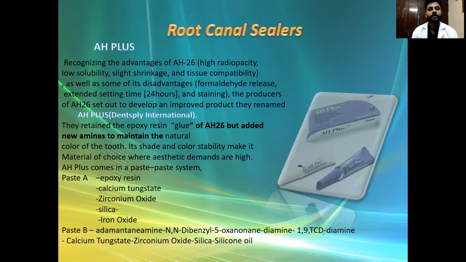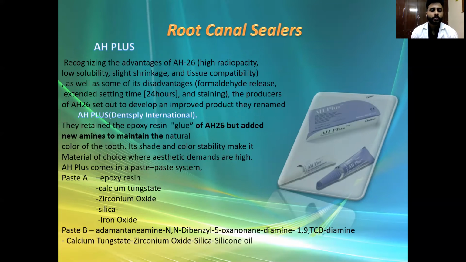So AH Plus is the modification of AH26. AH26 has advantages like high radiopacity, low solubility, slight shrinkage, and tissue compatibility, but it also has certain disadvantages, like the formaldehyde release, extended setting time, and staining of the teeth. So a new material called AH Plus was manufactured. In AH Plus they retained the epoxy resin of AH26 but added new amines to maintain the natural color of the tooth. Shade and color stability make it a material of choice where aesthetic demands are high.